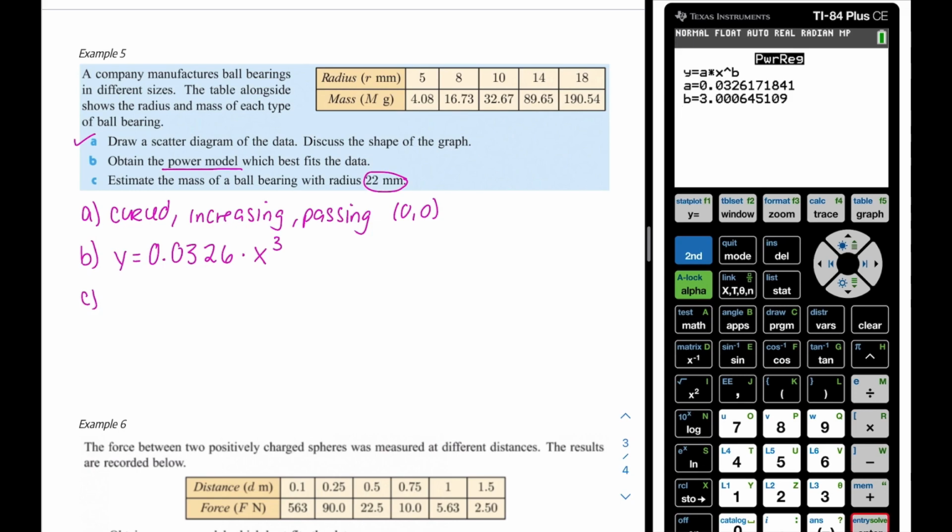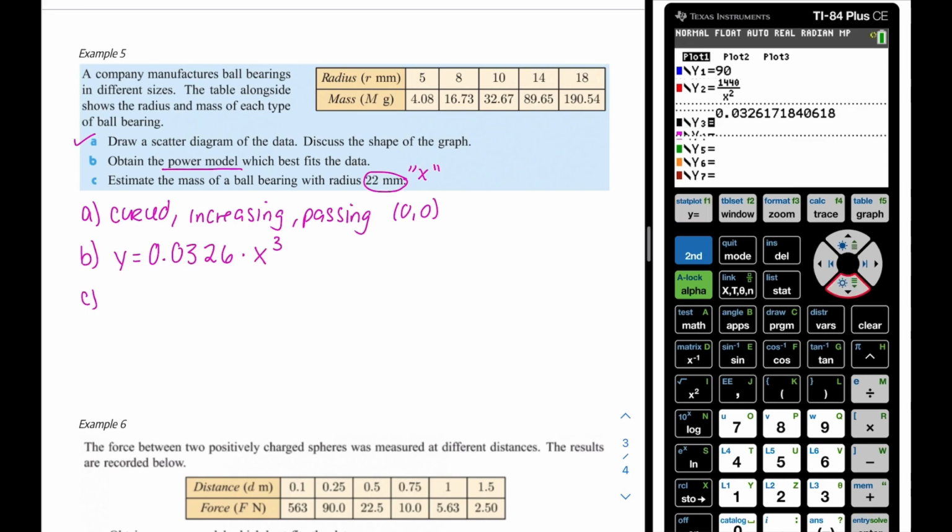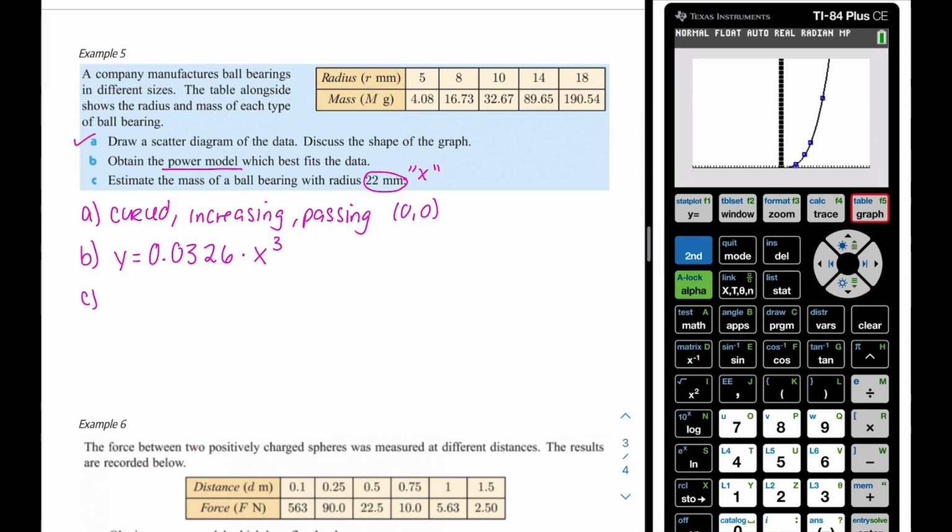Our radius is what we used as our x, so we're going to look at what is the value of y when x is equal to 22. Now the good thing about storing our function is that everything is in here already. So when I go onto my graph, I can actually ask my graph to trace, and we're not going to use the plots, but we're going to use the function. So I just had to change between the points and the function.